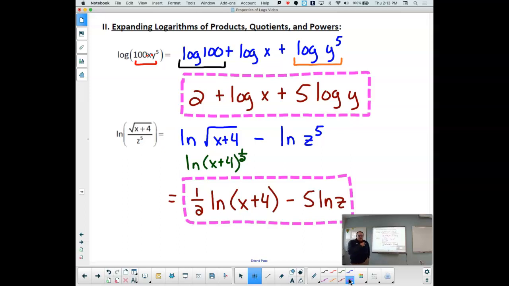One of the biggest spots for making a mistake is forgetting these parentheses here. Okay? That is all being controlled by that natural log, and I can't split those up. I could only split those up if I was multiplying them. So that's a little bit of expanding logs.